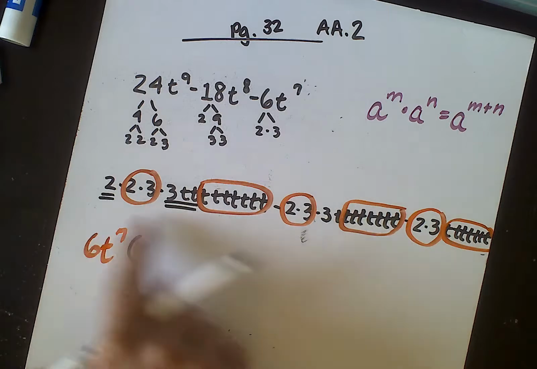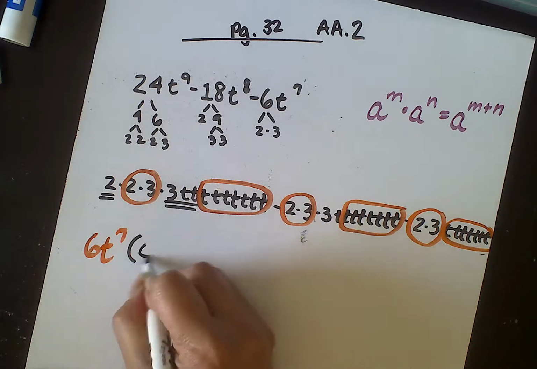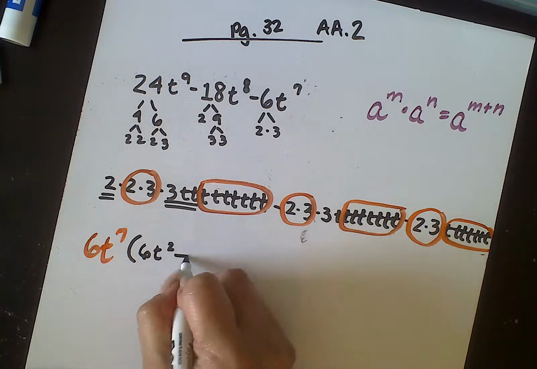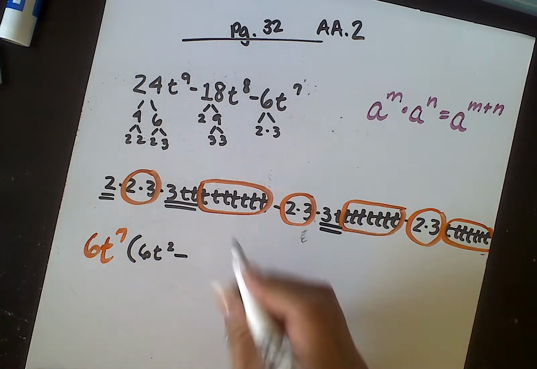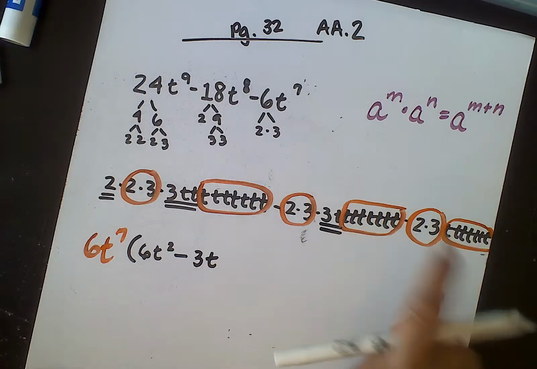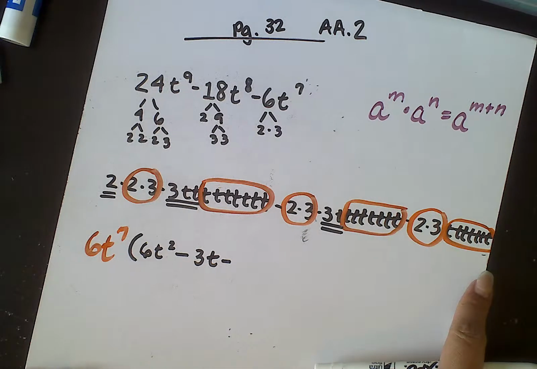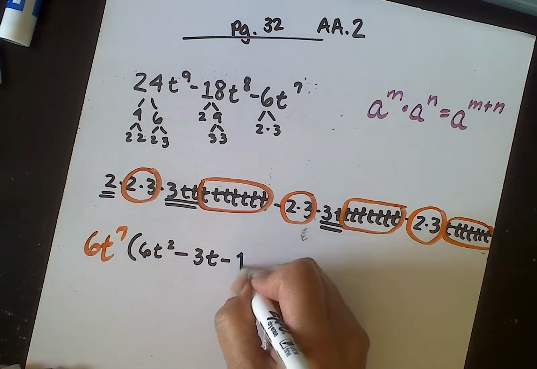I'm going to look at my first term. That would be 6t squared, minus 3t, minus, now I circled everything here, so if I circle everything, I just bring over a 1.